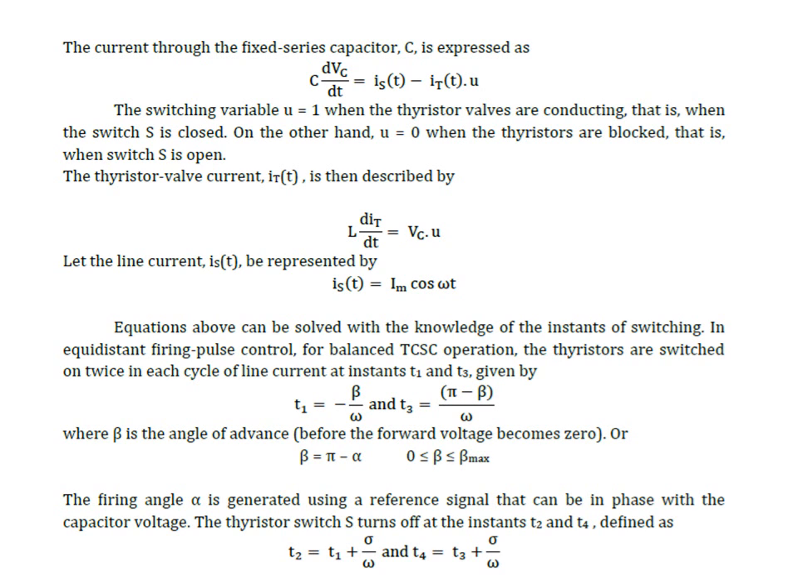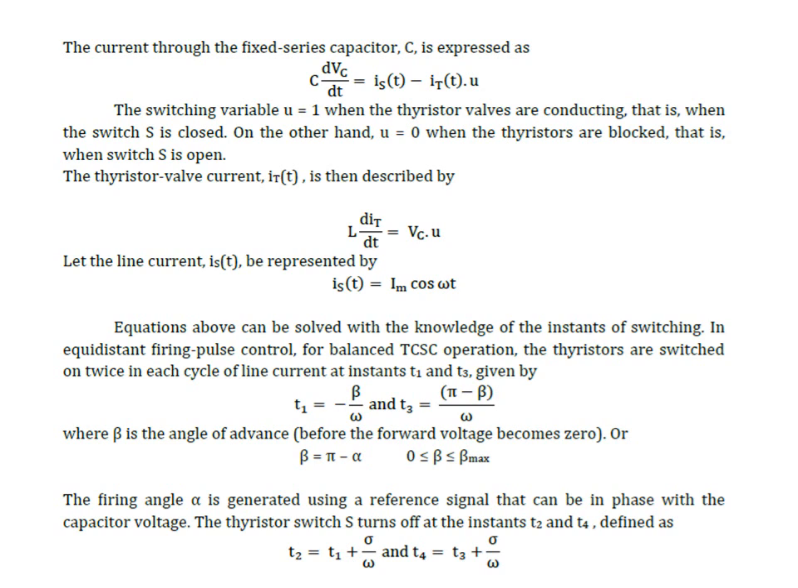So the current through the fixed series capacitor, which is connected in series, is expressed by C dVc/dt = I_S(t) - I_T(t) times u. The switching variable u is equal to 1 when the thyristor valves are conducting, that is, when switch S is closed. On the other hand, u is equal to 0 when the thyristors are blocked, that is, when the switch is open. So whatever current flows to the capacitor flows when the thyristor is in the on condition. The parallel branch is also attached to the circuit.